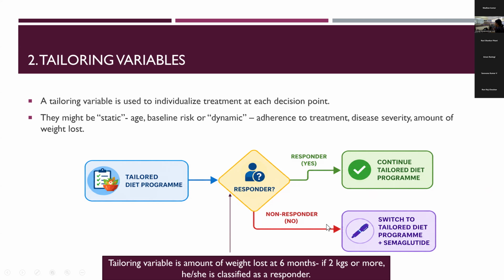Either it can be static like age, baseline risk, or dynamic. For example, you can tell them everybody above 60 after 6 months we are going to give semaglutide. Everyone below 60 we will give them only dietary intervention. Or you can have a dynamic variable like weight.